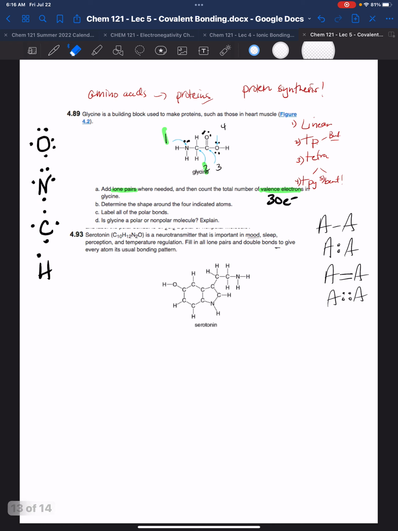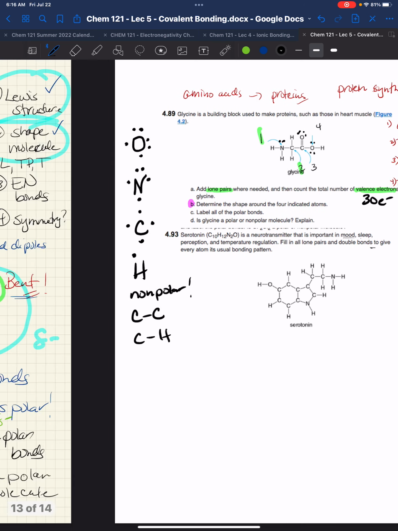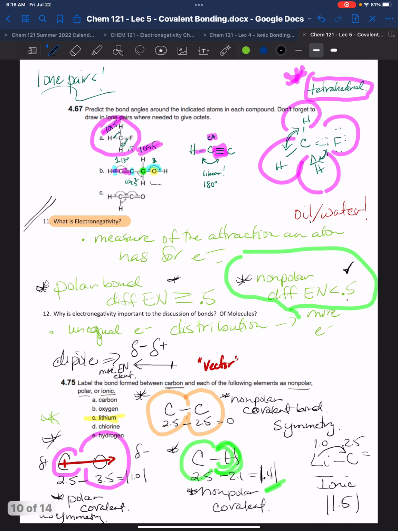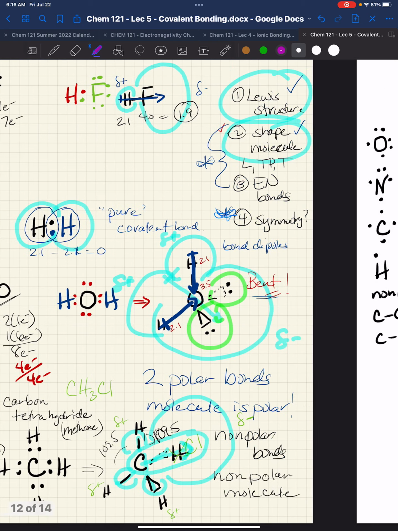Okay, so that gets us that one. Got that one done. Label all the polar bonds. Just remind yourself that carbon-carbon bonds and carbon-hydrogen bonds are nonpolar, right? We looked at over here, and I did it on purpose. We looked at the carbon-oxygen bond, and we said it is always going to be polar. So let's go back and think about that.